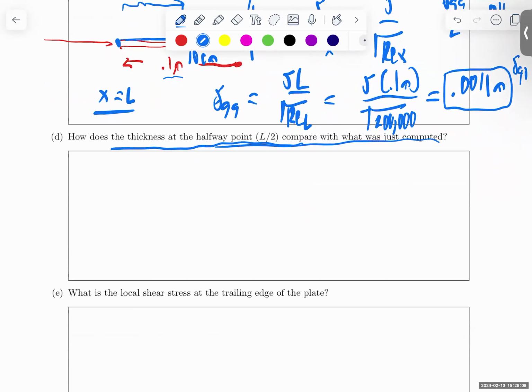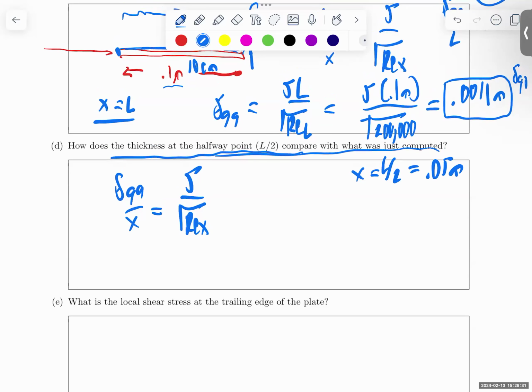And if we were to compute this, we would basically go through the same math, but we'd use a different length scale. Delta 99 over x equals 5 over the square root of Re_x. Now x is different. x equals L over 2 equals 0.05 meters, 5 centimeters, instead of 10 centimeters. So a different number here. And I would plug that in, and I would say delta 99 equals 5 times x, which is 0.05 meters, halfway down the control surface.